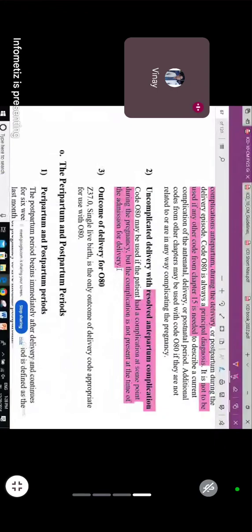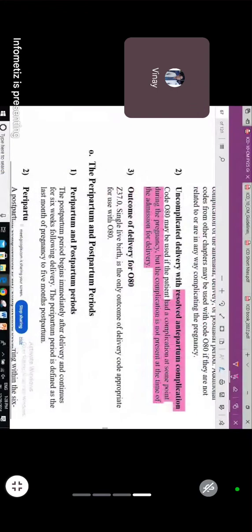Yes, you can code Z37 code along with it. Z37.0 only, because 0 is for single live birth. The other Z37 series codes are for twins. Twins is a complication. Twins, one live, one still, that is also a complication. Single stillborn, that is also a complication. So the baby should be healthy, single. Then only you can code the O80 series code.